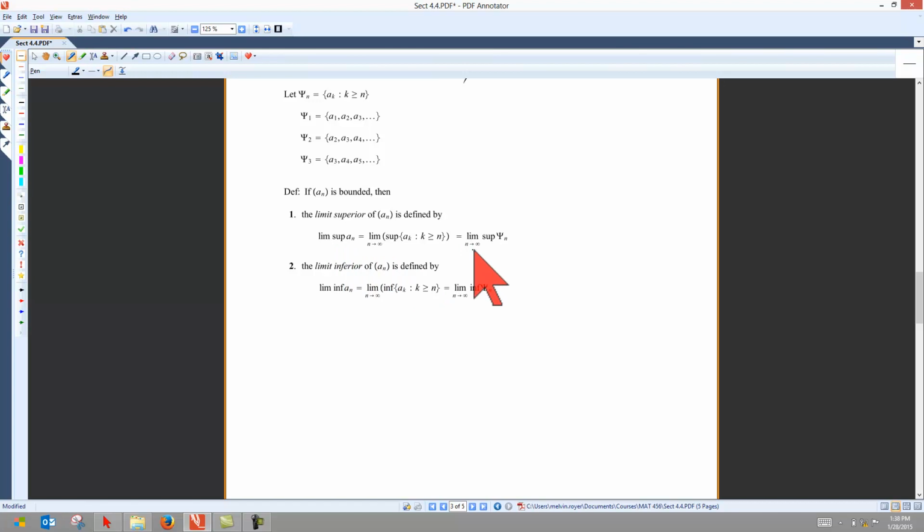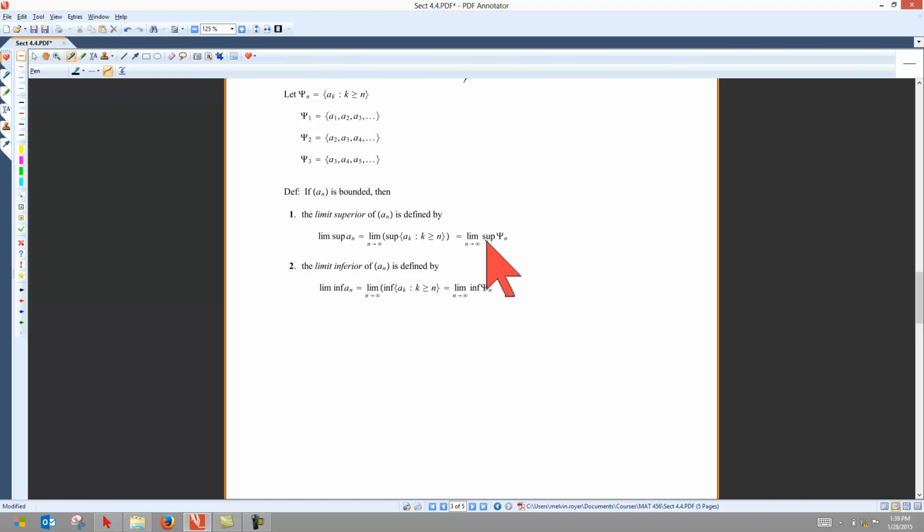It's the limit of the supremum of these psi n sets. So if I were actually constructing this, I'd work from the inside out. First, I'd construct psi 1, and then psi 2, and then psi 3, and psi 4, and so on. Then I'd take the supremum of each of them. So now I have sup of psi 1, sup of psi 2, sup of psi 3, etc.